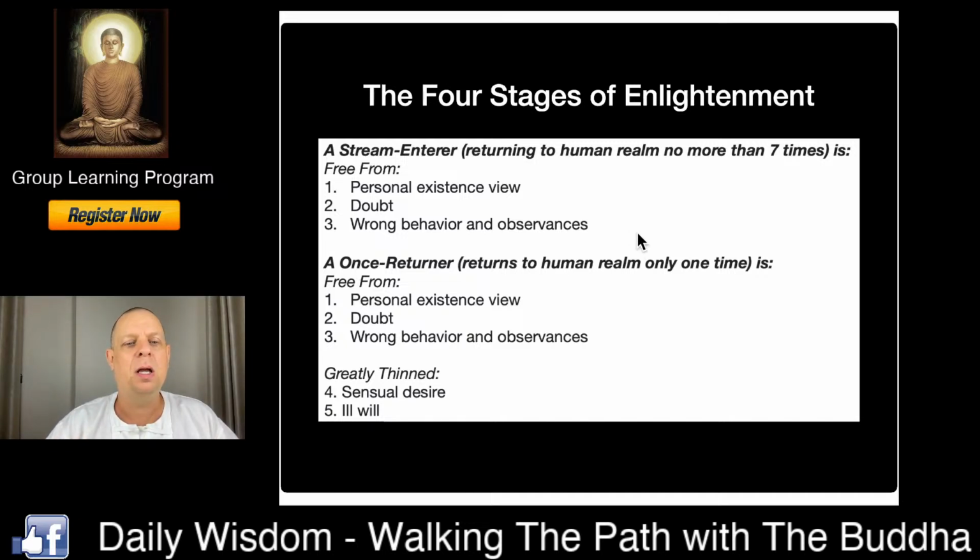Then from there, if somebody is thinning out number 4 and 5, their sensual desire and ill will, the mind is now in the second stage of enlightenment because they've already eliminated the personal existence view, doubts, and wrong behavior and observances. So if you're noticing, for example, that you're less and less interested in sex, this is because your sensual desire is starting to wane. Because if you think back to when we were children, we had a lot of sensual desire. We really wanted chocolate and ice cream.